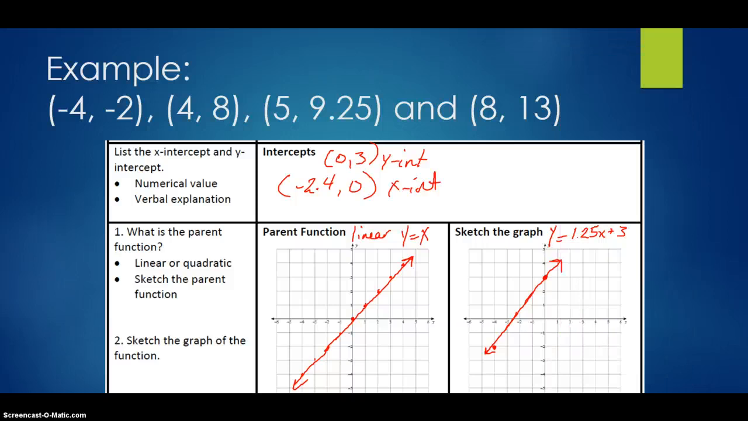We've now found both of our intercepts. It asks for a numerical value and a verbal explanation. You really need the verbal explanation when we have words associated with our values, and you'll see that on a different problem. So for now, I think we're good.